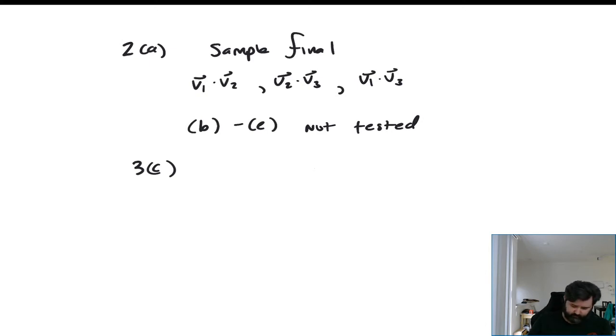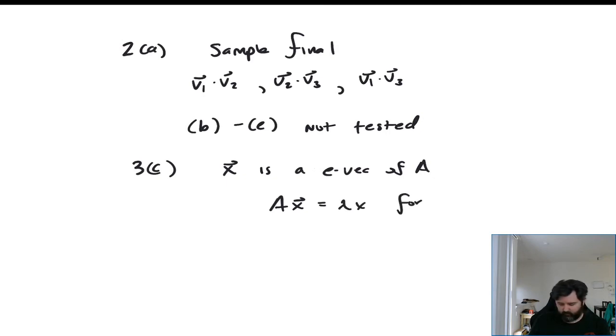So, let's suppose x is an eigenvector of A, right? What does that mean? It means that A times x. Oh, you know what? The answer is actually true, I believe. It means A times x equals lambda x for lambda in the real numbers. Okay?